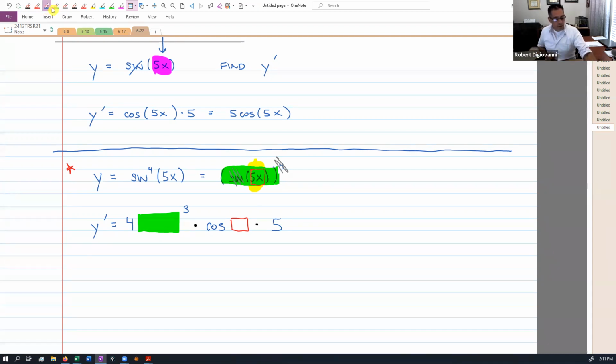And now what we need to do is fill in all the pieces. So we had 4, and then it was the green box. The green box was the sine of 5x. All of that to the third power times cosine of the red box, but the red box was 5x, times the derivative of the red box, which was 5. And so this would give us 20 sine cubed 5x cosine of 5x. That's it.